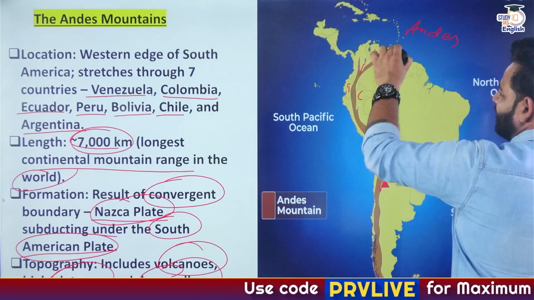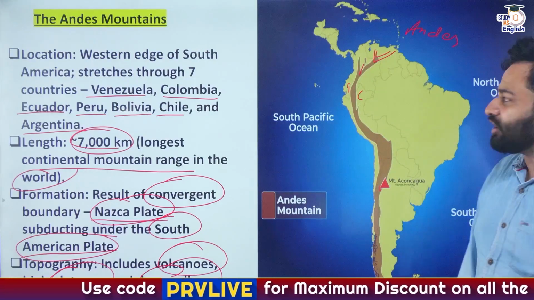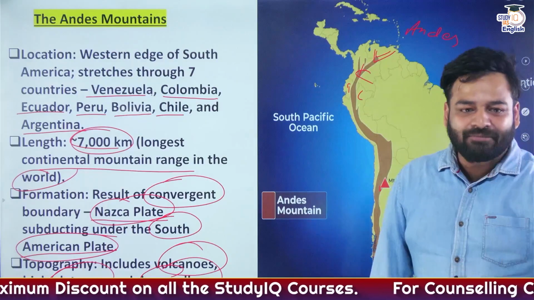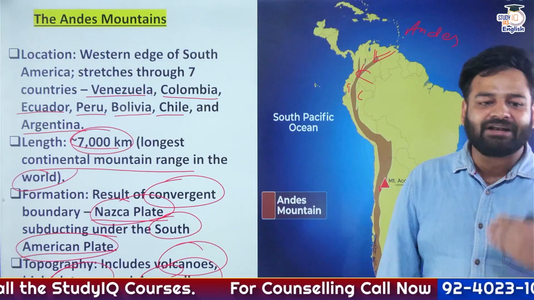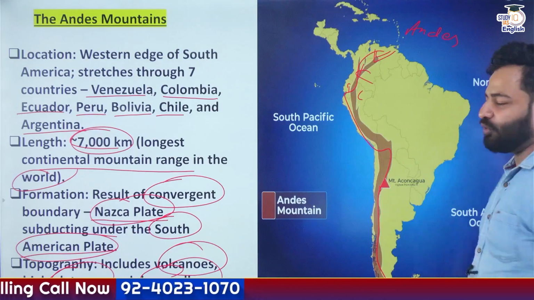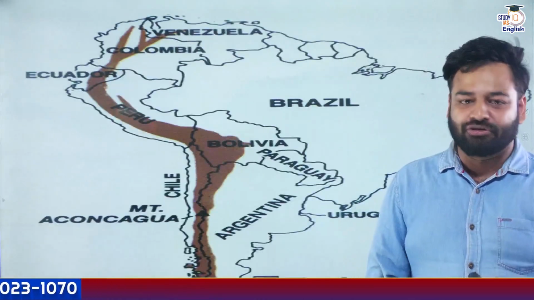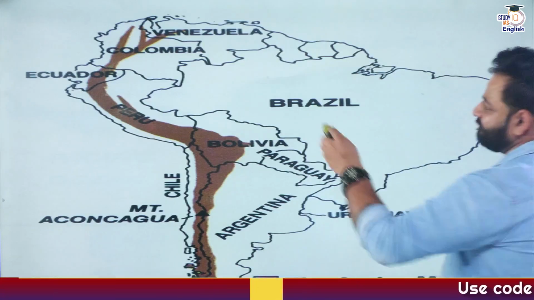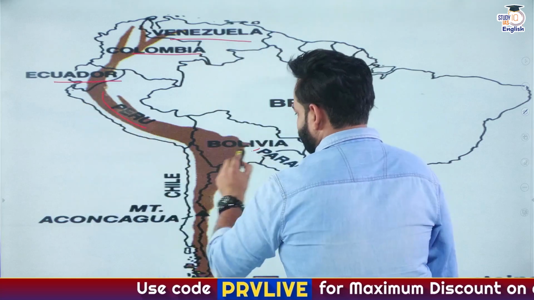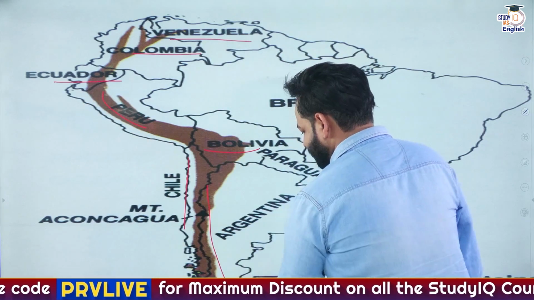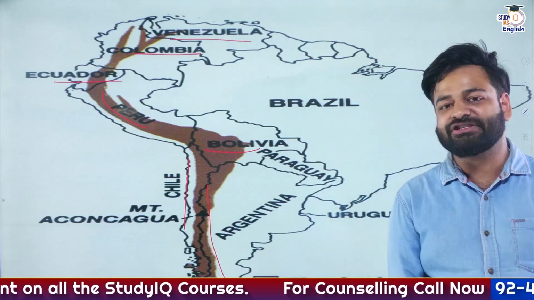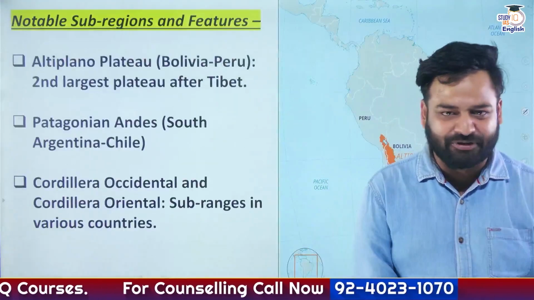So guys, remember, starting from Venezuela, touching Colombia, then Peru, then Bolivia, then Chile, then Argentina. This is how the Andes Mountains go ahead, and that is where they cover 7,000 kilometers. Once again, Venezuela, Colombia, Ecuador, Peru, Bolivia, Chile, and finally the southernmost areas, that is Argentina. So this is the Andes Mountains, and we have discussed this in the previous session as well.